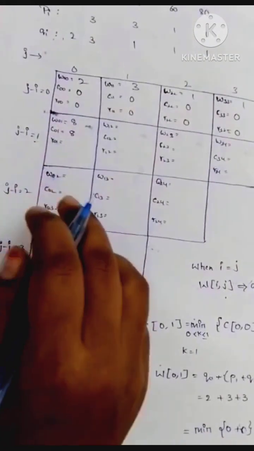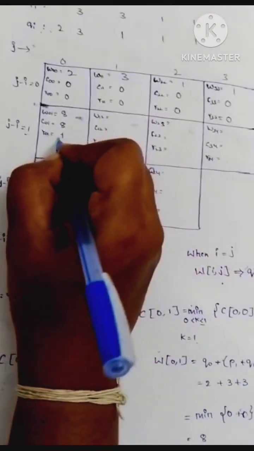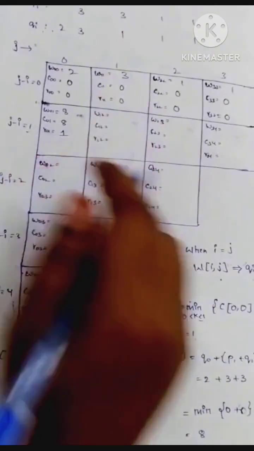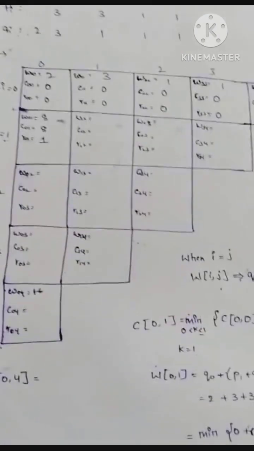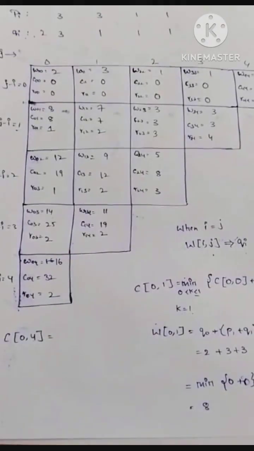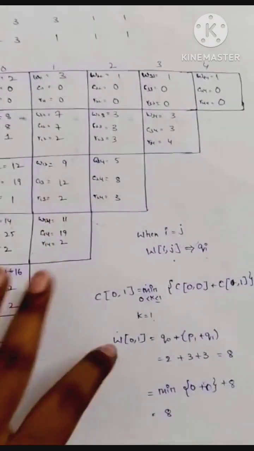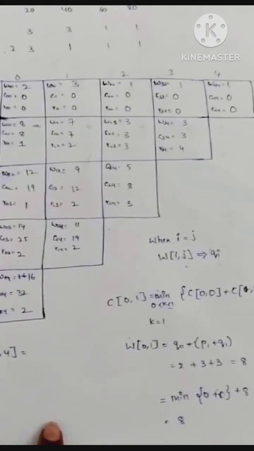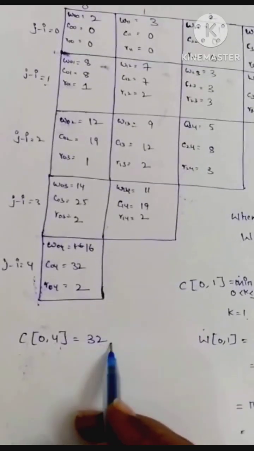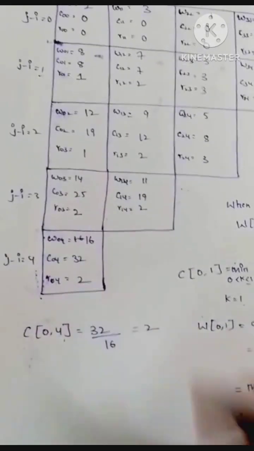The root is taken as the minimum k value. The minimum k value is 1. So the root of 0 comma 1 is 1. By the same method we find out all the values and fill the table. Using the same method we have found all the values of the given table and we have got the values as follows. We got the cost of 0 comma 4 as 32. Now by dividing it with its weight we get 2, which is the k value.